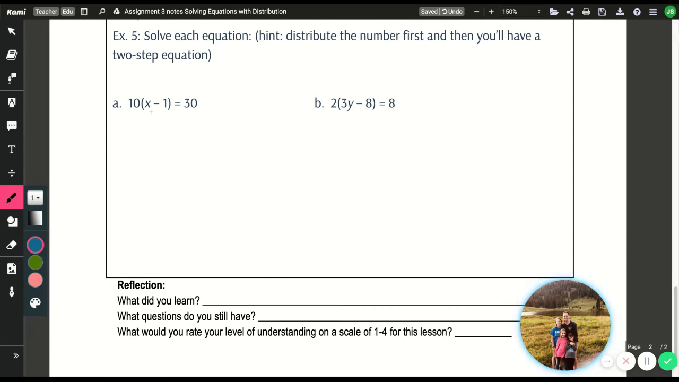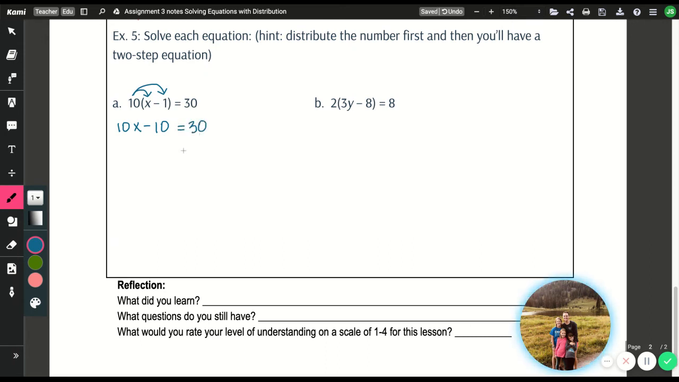If you start with the distributing like we did at the beginning, I'm going to take this 10. There are no parentheses over here, so we're not doing anything to this right-hand side. If I take this 10 and distribute or multiply it in, 10 times x is 10x. Then distribute or multiply the 10 by the negative 1. 10 times negative 1 is negative 10. The 30 we're just going to bring down.